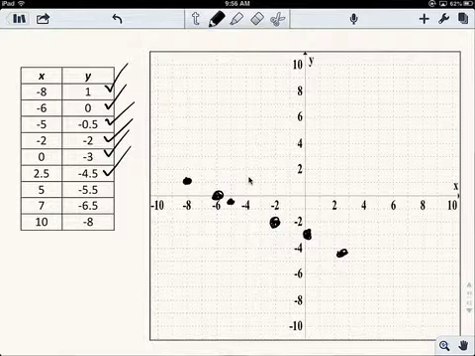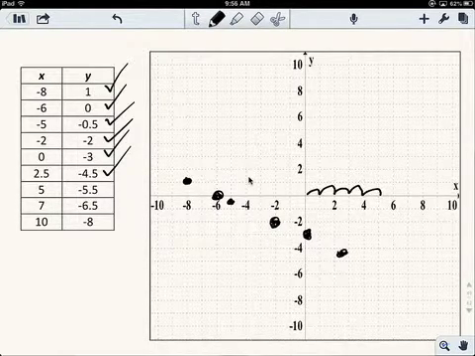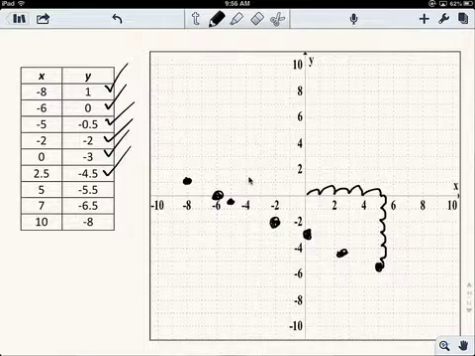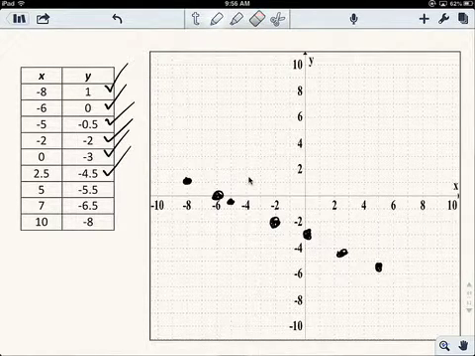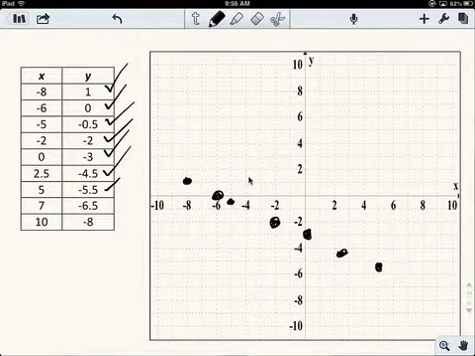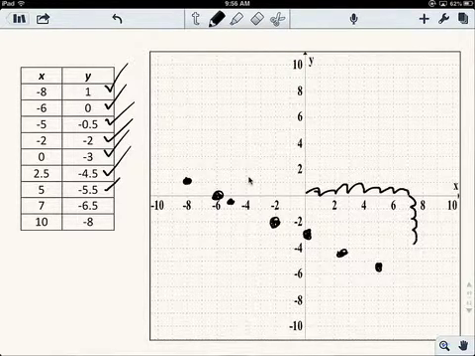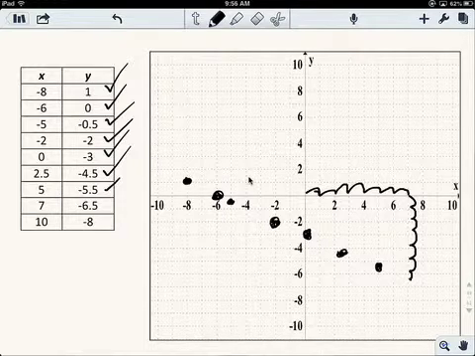5, comma negative 5, so I go to the right 1, 2, 3, 4, 5, and then down 1, 2, 3, 4, 5 and a half. And 7, comma negative 6.5, 1, 2, 3, 4, 5, 6, 7, and then down 6 and a half, 1, 2, 3, 4, 5, 6 and a half. So there we go.